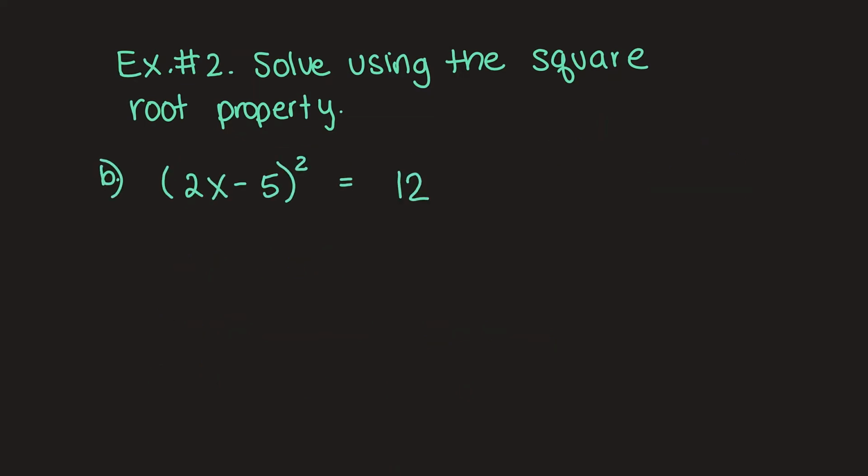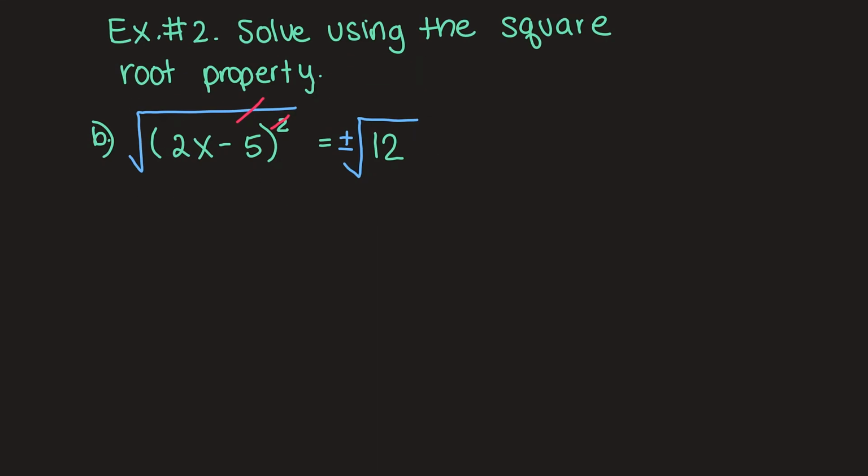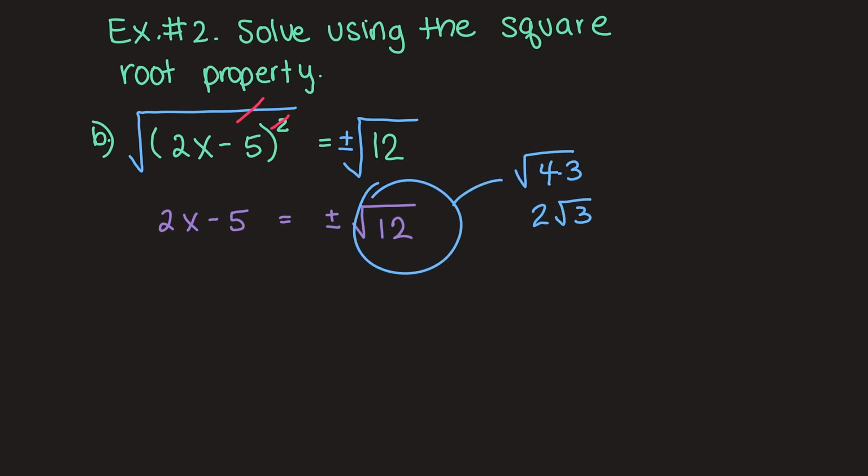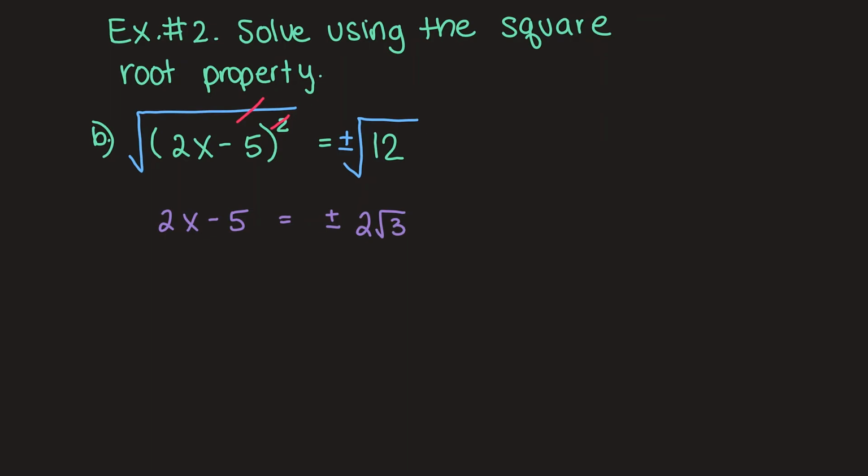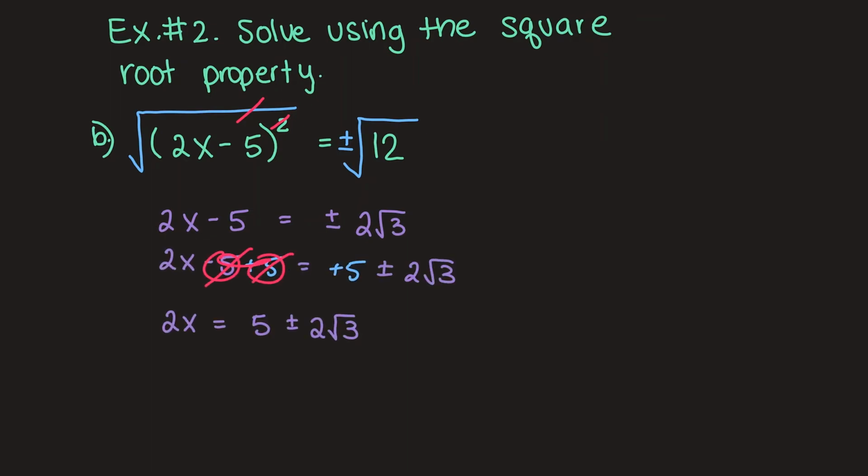For the next equation, again, since we have a squared quantity on one side and a constant on the other side, we can use a square root property. So this will give us 2x minus 5 equals plus or minus square root 12. So the square root of 12 simplifies to 2 square root 3, and now we need to isolate the variable, so we add 5 to both sides, and then divide by 2.